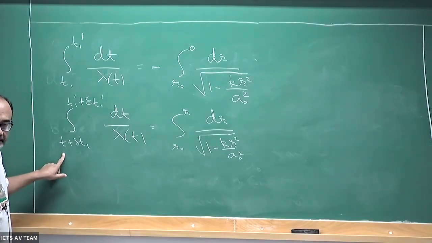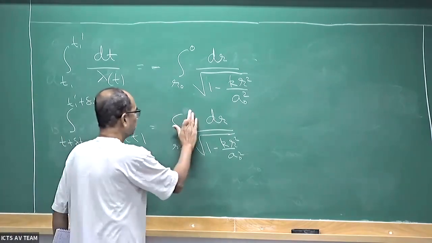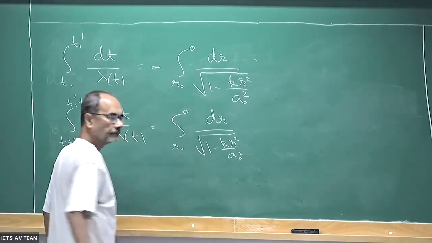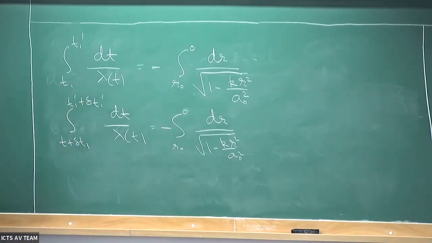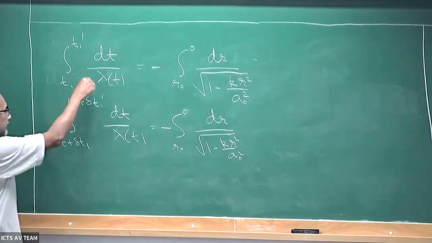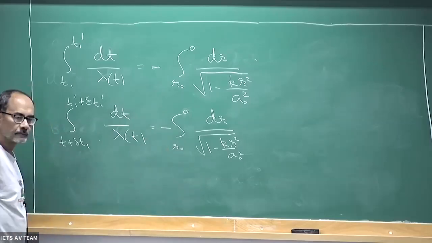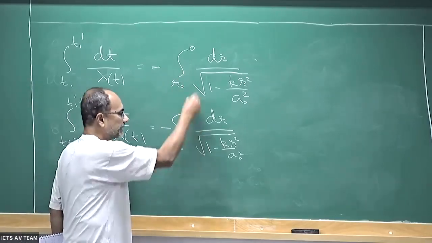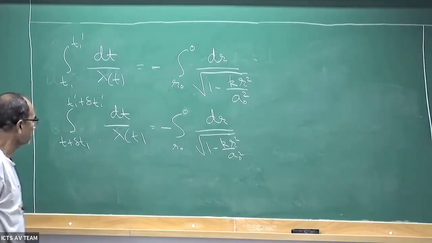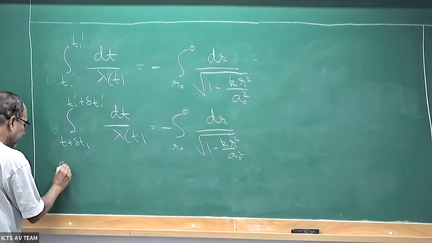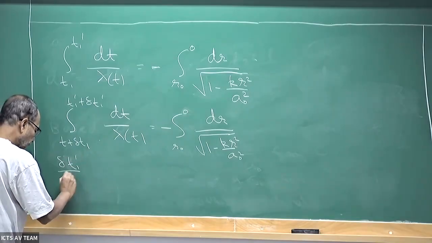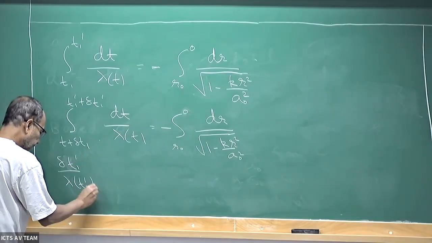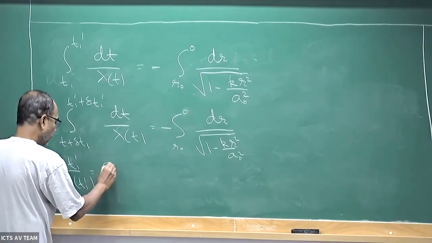Is it okay? R0 to 0, thank you. Minus. Now take the difference between these two. When you take the difference, this part gets cancelled. And what you get is delta T1 prime over lambda T1 prime is equal to delta T1 over lambda T1.